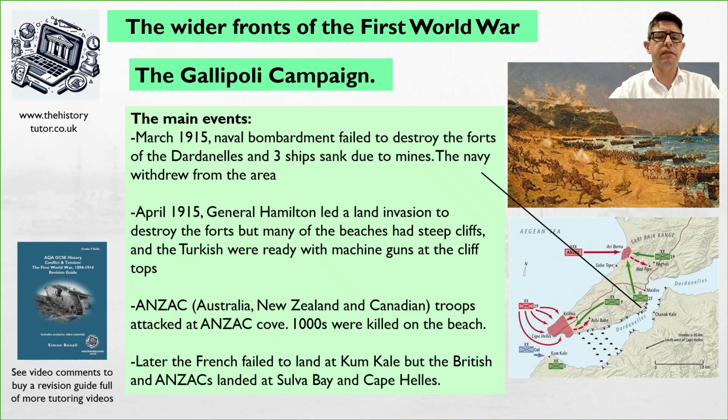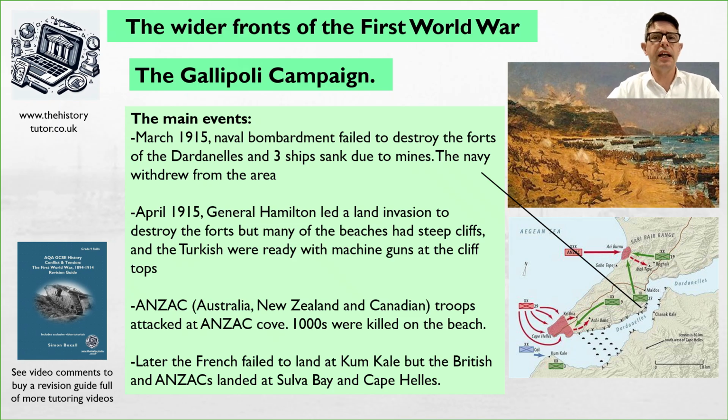The Navy, unfortunately, had failed. So in April 1915, General Hamilton led a land invasion to destroy the forts that protected the Dardanelles Straits. But many of the beaches had steep cliffs, and the Turkish were ready with machine guns to fight off the invading soldiers. So Anzac, which is Australian, New Zealand and Canadian troops, attacked at Anzac Cove, as it's now known. Thousands were killed on the beaches as they tried to land there to get the forts.